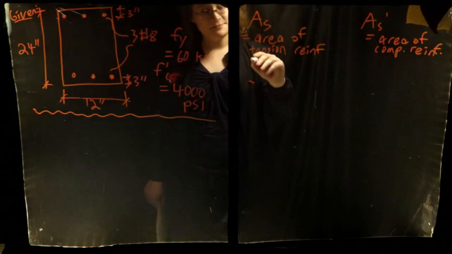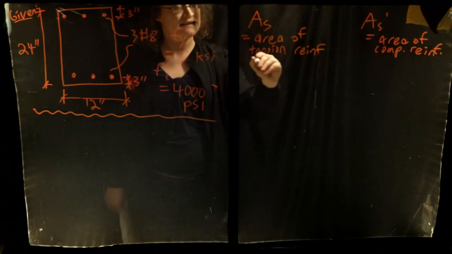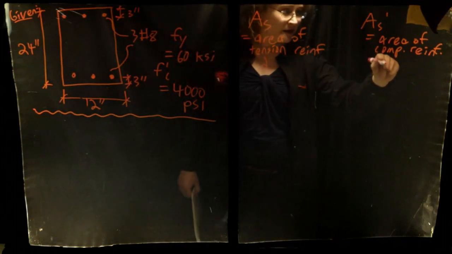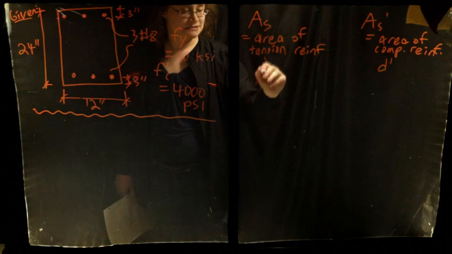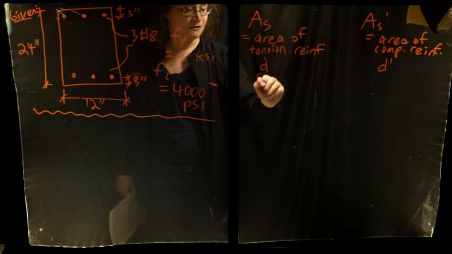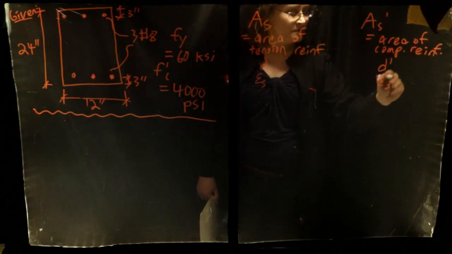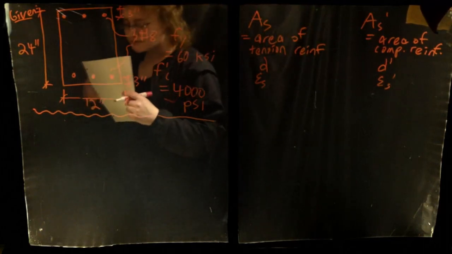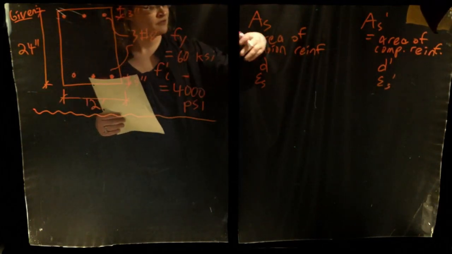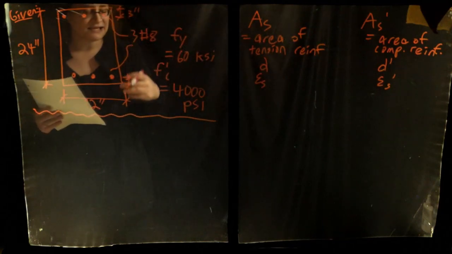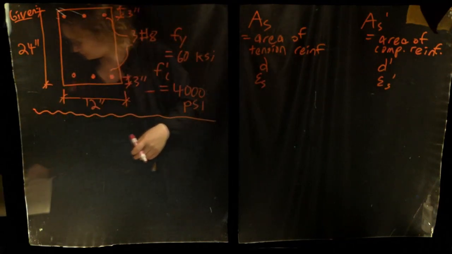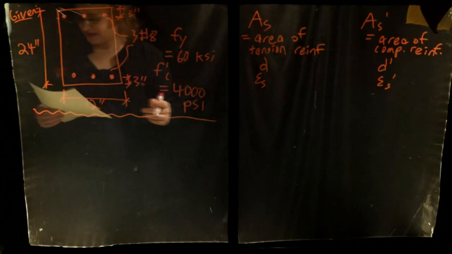So what I mean by that is we'll have things like, instead of just a depth d, we will have a d prime. Instead of just an epsilon s, for example epsilon steel, we might have an epsilon s prime. So if you see a prime, that refers to a quantity describing the compression steel system. So a bit of nomenclature.